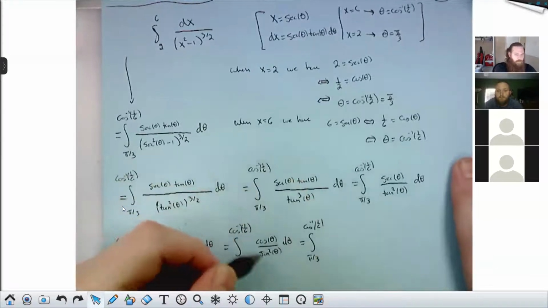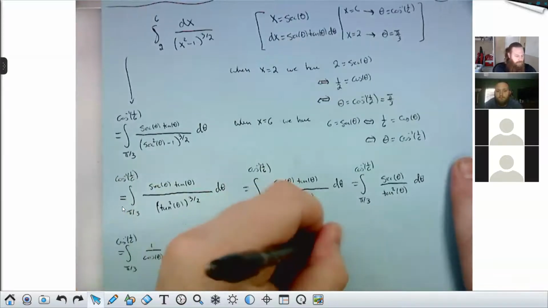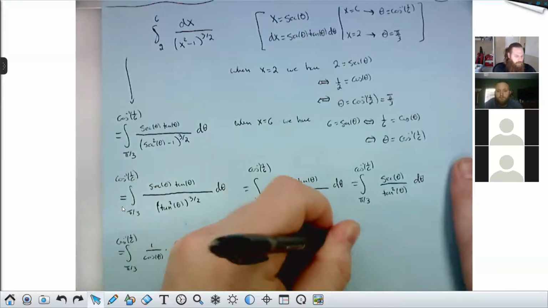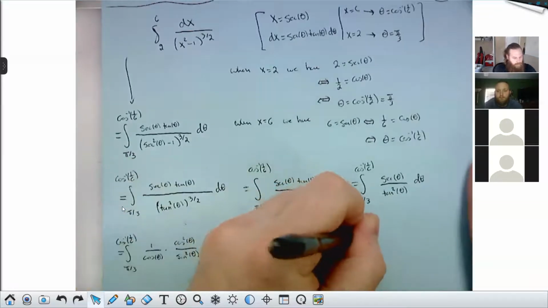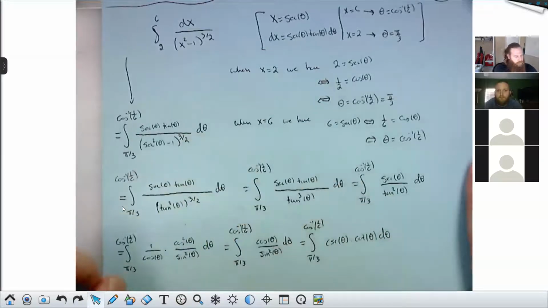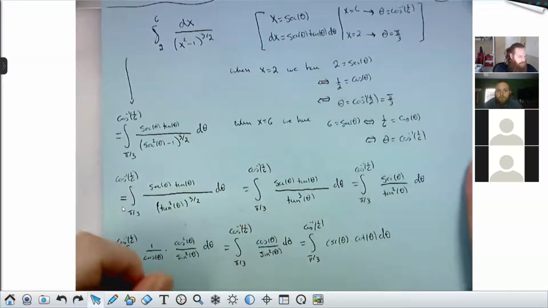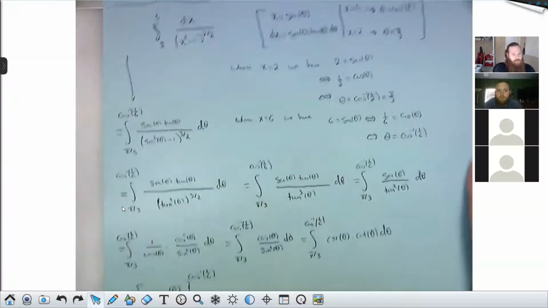Right? Which is just negative cosecant. Yeah, so the 1 over sine is cosecant theta. And the cos over sine is cotangent theta. So my antiderivative is going to be negative cosecant theta. And I'll have to evaluate this between pi over 3 and the inverse cosine of 1/6.